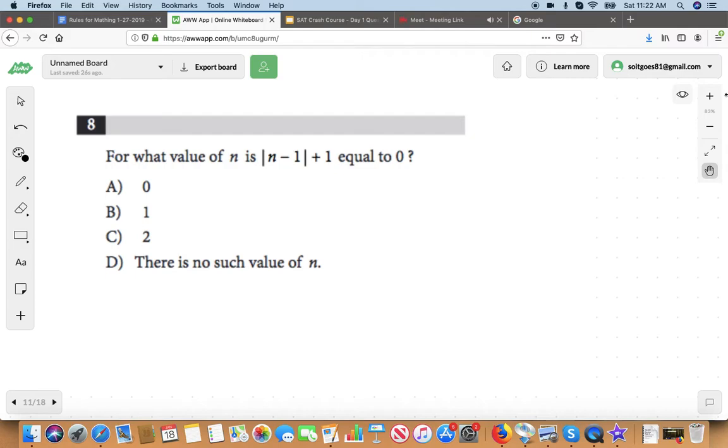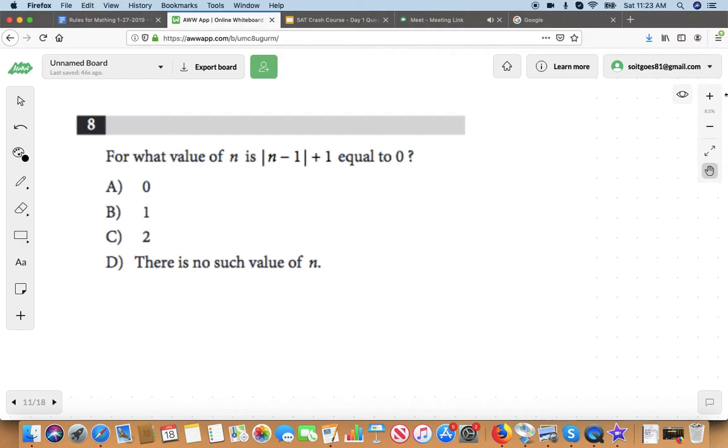How can we test the answer choices? We could put in a variable, or we could use the answer choices. Those are all potential values. A, B, and C at least are all potential values for n. Plug those into the expression and see if that gives us 0. And if none of those work, then the answer is D.